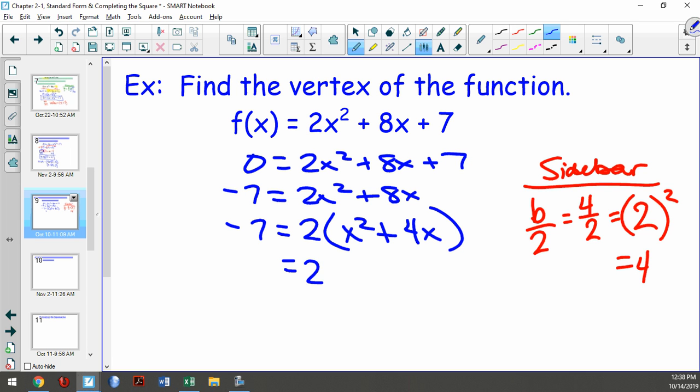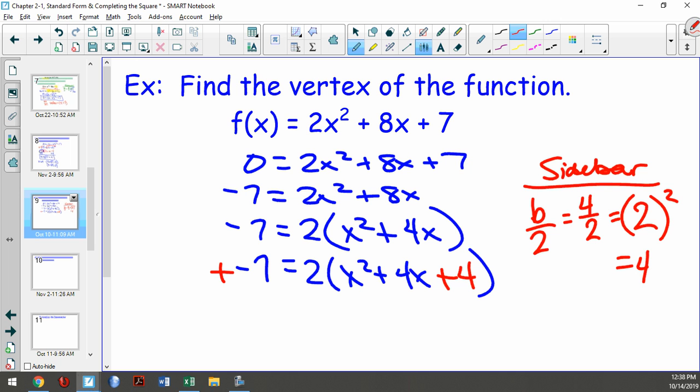Well, I'm going to drop it inside the parentheses. And the reason why I'm dropping it inside the parentheses is because my b value is inside the parentheses. So I'm going to add to that a plus 4 inside. So if I added a plus 4 on the inside of the parentheses, what am I actually adding on the left side?